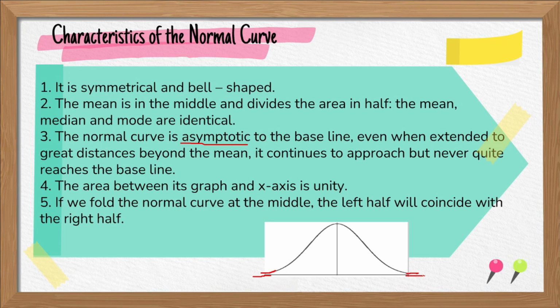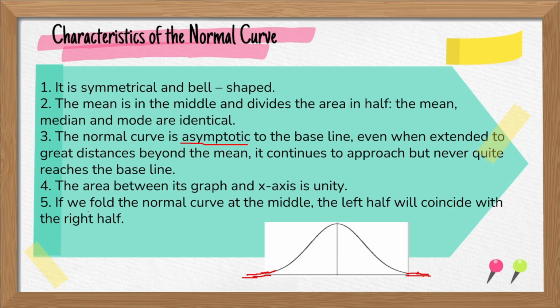So pag sinabi nating asymptotic, yung normal curve at yung baseline, kahit anong lapit nila sa isa't isa, hindi sila nag-i-intersect. Kahit sobrang lapit na, hindi sila nag-i-intersect. So that is asymptotic. Okay, number 4, the area between its graph and x-axis is unity.